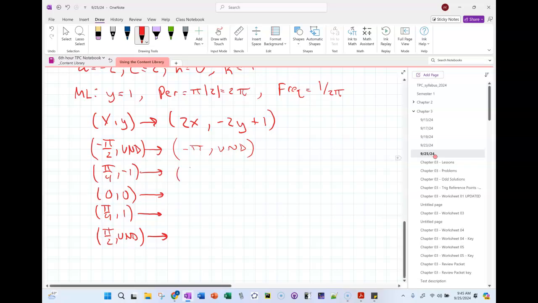And then we continue going on, right? So 2 times pi over 4. Oops, that should be negative pi over 4. That's going to be negative pi over 2. And then negative 1 times negative 2 plus 1 is 3. And I'm just going to kind of continue grinding away here.